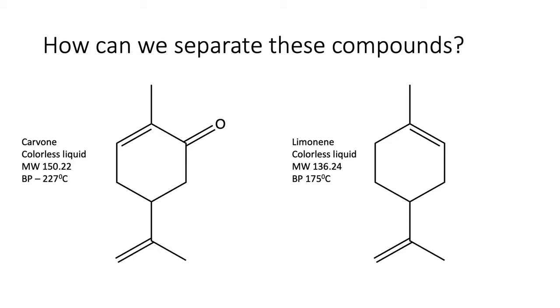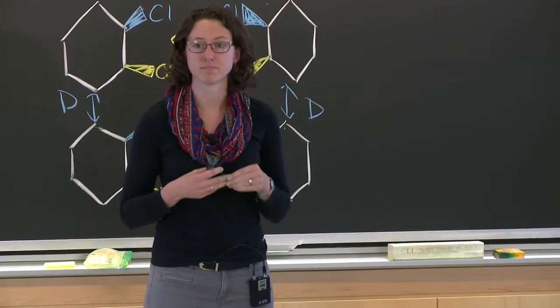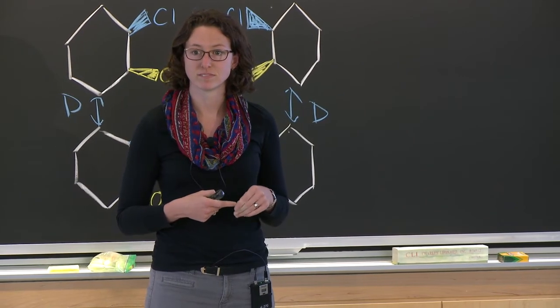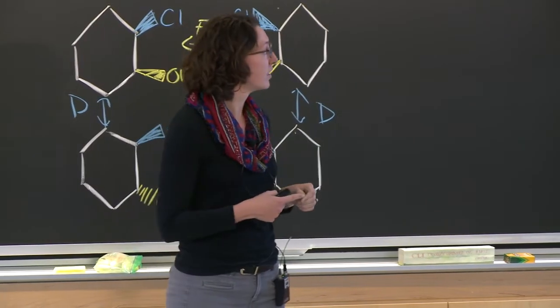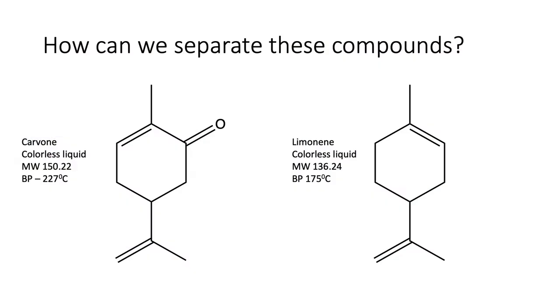So if we look at these two compounds side by side, how are we going to separate them? Alec? Carvone has an oxygen, so it's more polar than limonene? Yeah, so one way you could think about separating these is, they're very similar in structure, but the only major difference here is this oxygen, which makes the carvone slightly more polar. So you could think about using some sort of chromatographic technique, maybe, like we did before, to separate them based on polarity. So that's one way we can do it.